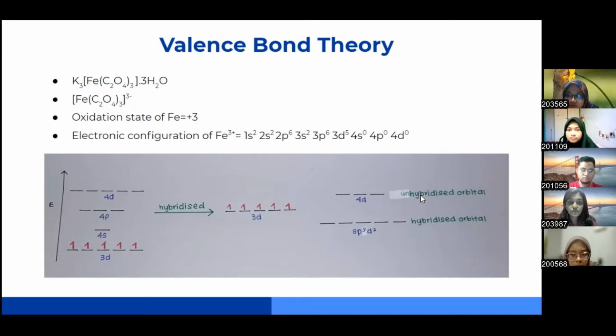So when the 5 electrons from the partially filled 3d orbital hybridize, it will form a 3d orbital with hybridized sp3d2 orbital and also unhybridized 4d orbital. Next.